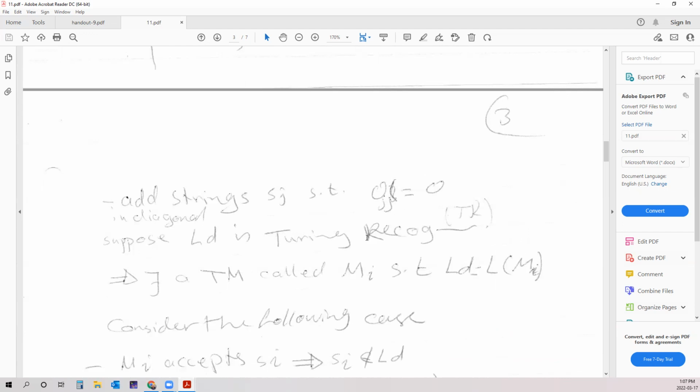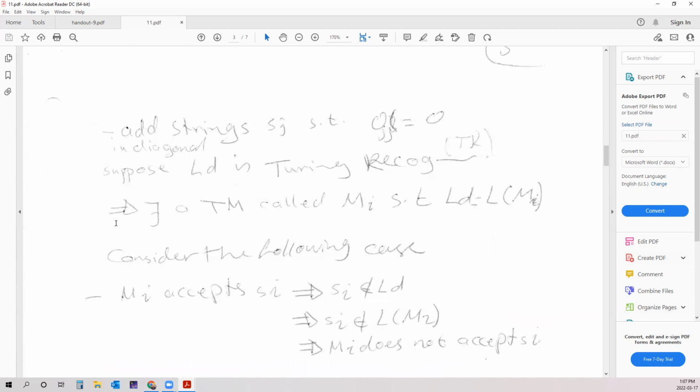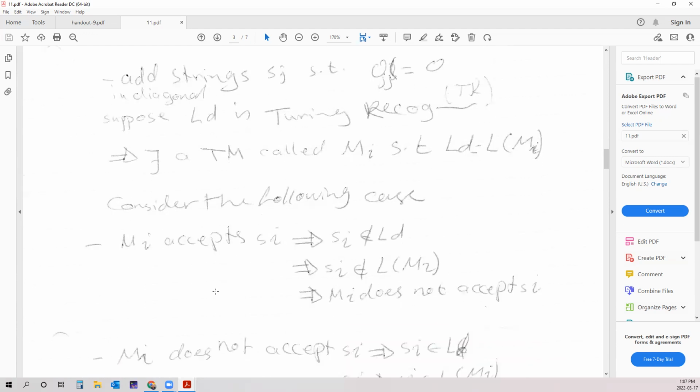Suppose LD is Turing recognizable. If it's Turing recognizable, then there exists a Turing machine, called Mi, such that LD equals L(Mi). Consider the following case. Mi accepts Si. Then Si does not belong to LD, so Si does not belong to L(Mi).